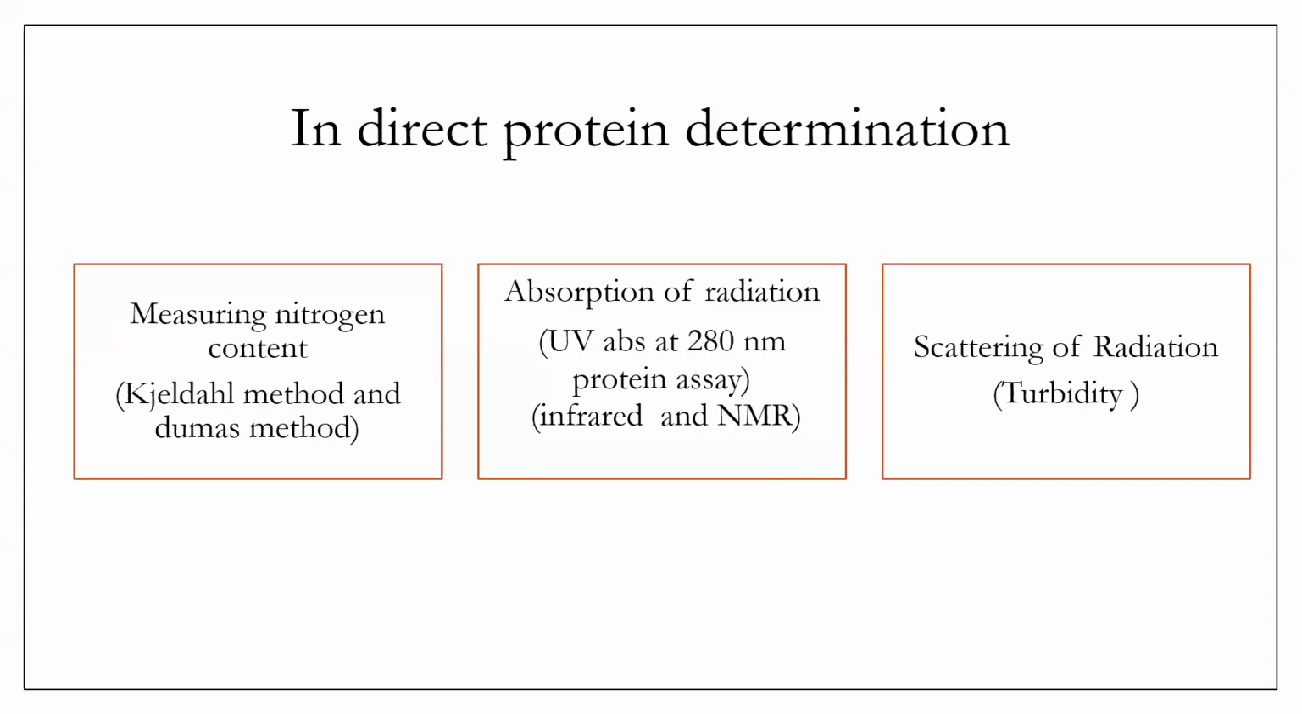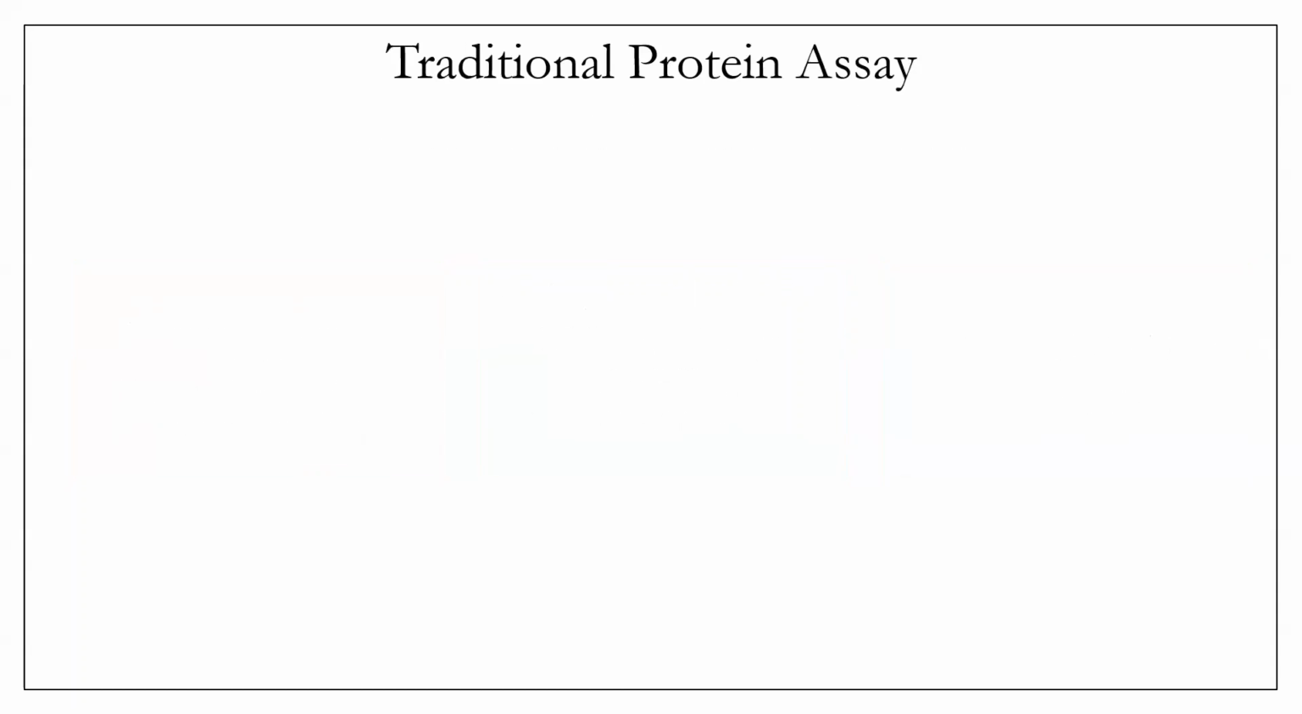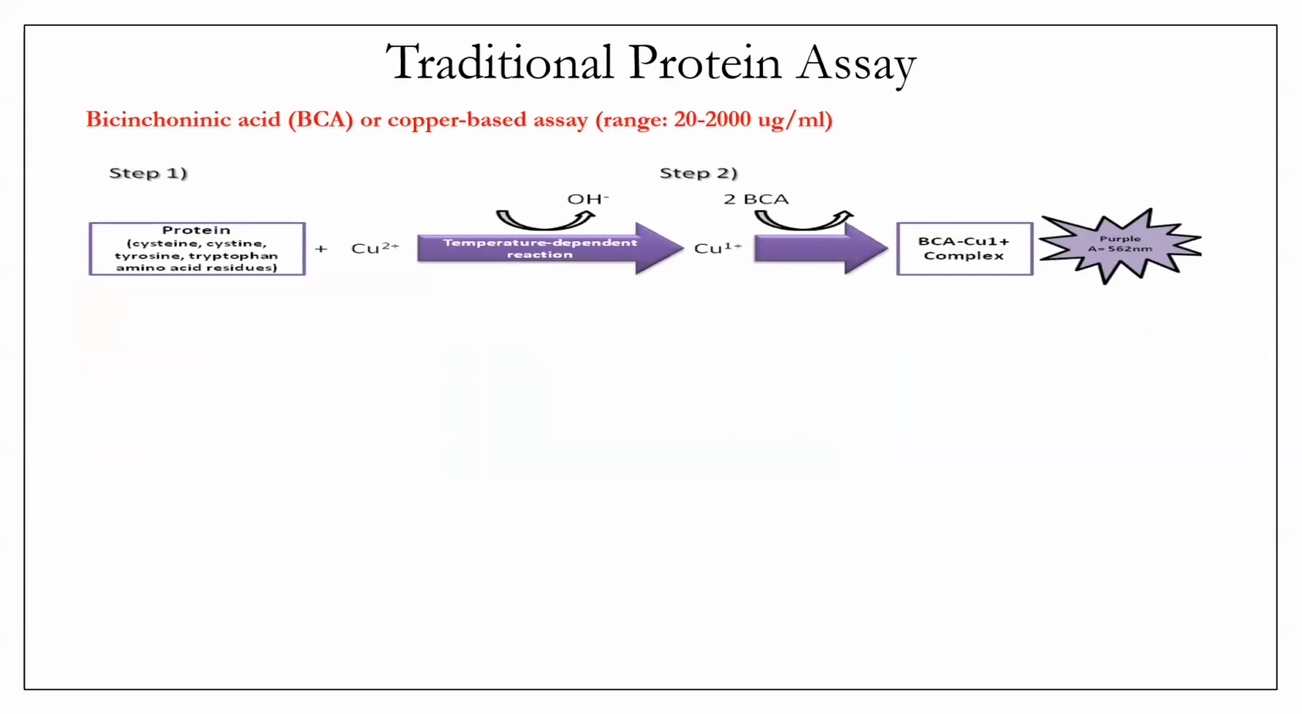Next is the scattering of radiation. You all know turbidity. The more turbid the solution is, the more will be the scattering of radiation. From there also we can do the protein determination. Okay. So many of you have mentioned these, so let us go quickly through the protein assays for indirect protein estimation.